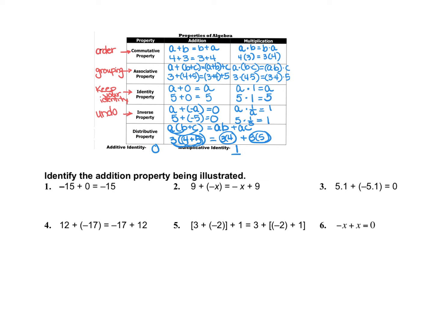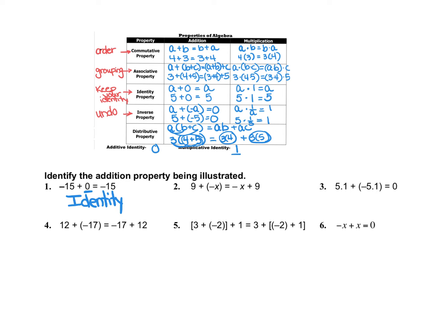All right, so let's identify the addition property that's being illustrated. We have negative 15 plus 0 is equal to negative 15. Well, in this case, we added that additive identity, and we stayed the negative 15. When we added the 0, we stayed the negative 15. So this is going to be the identity.